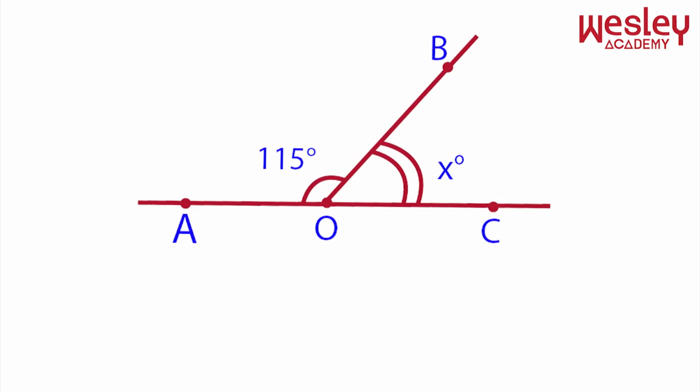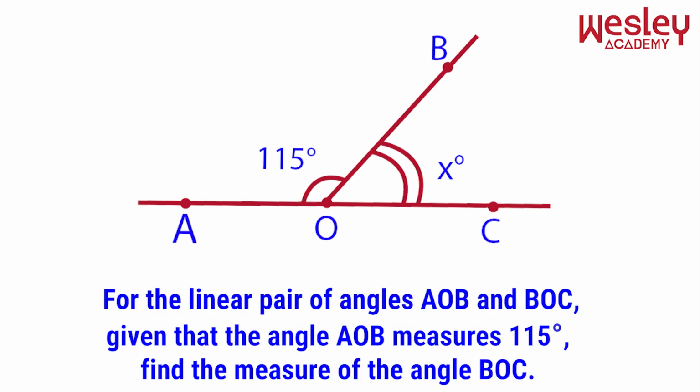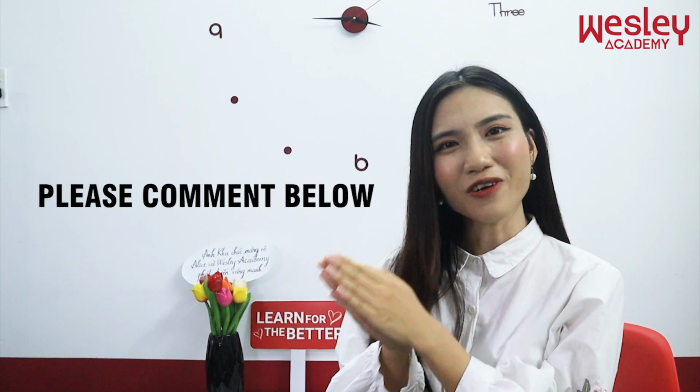The next problem is that for the linear pair of angles AOB and BOC, given that the angle AOB measures 115 degrees, find the measure of the angle BOC. Can you solve it by yourself? Why don't you leave a comment below?